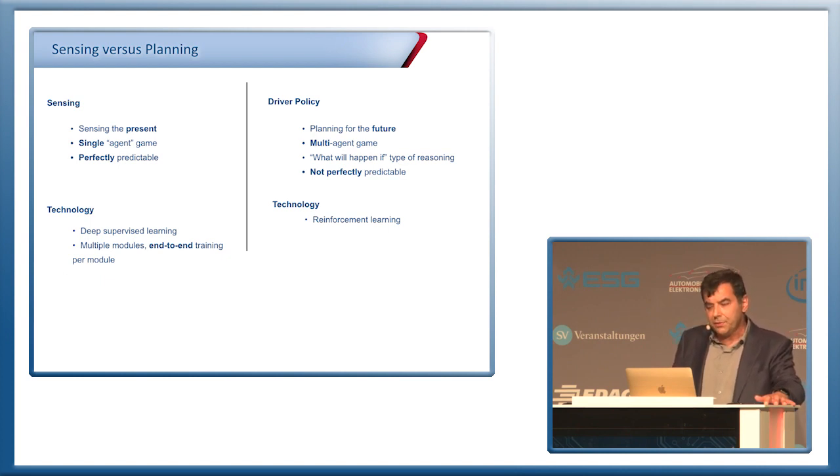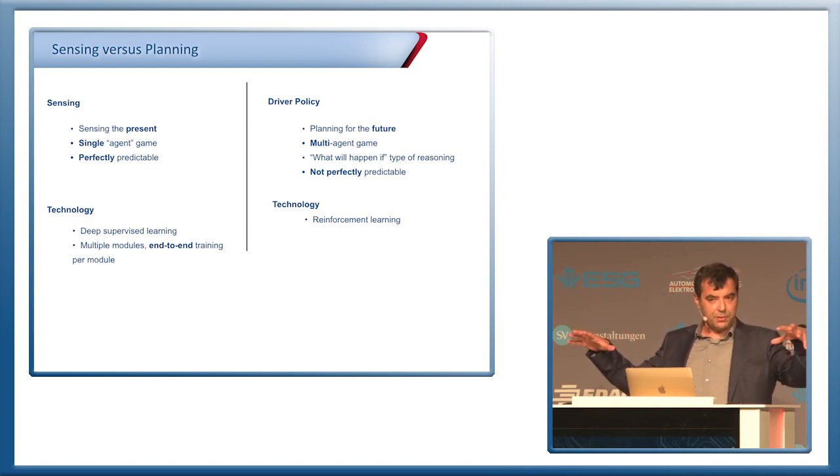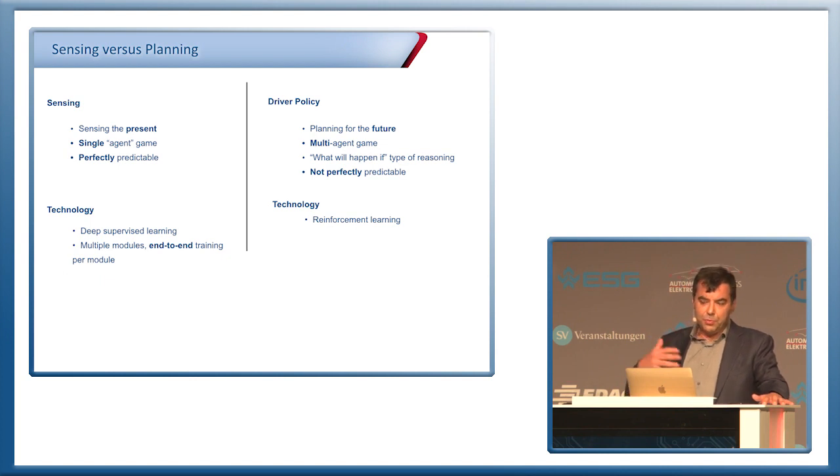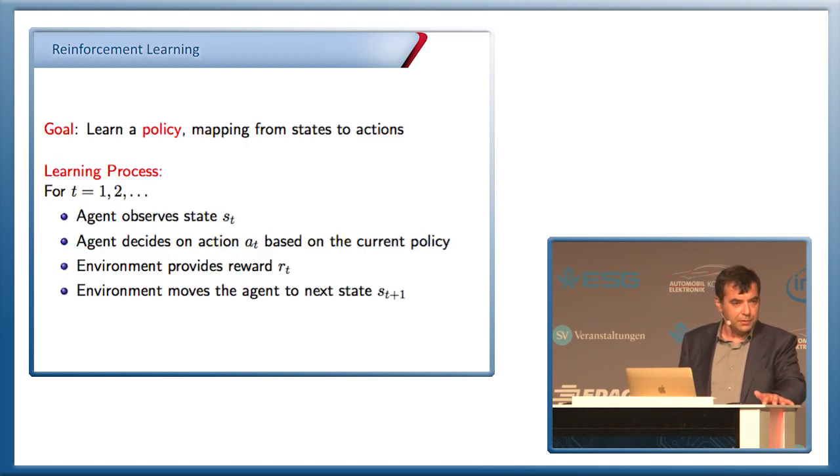What is the driving policy? The driving policy is planning for the future. It's not the present, it's the future. It's a multi-agent game. It's not only me. It's other behaviors, and these are not just obstacles, they are behaviors. I need to understand them. And I need to ask questions: what will happen if I do this? What will happen if I do that? And it's not perfectly predictable. The technology behind that is called reinforcement learning.